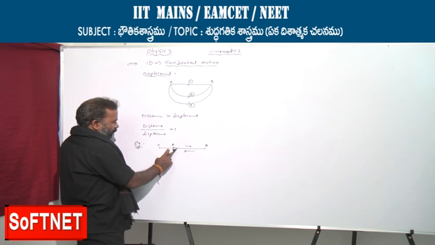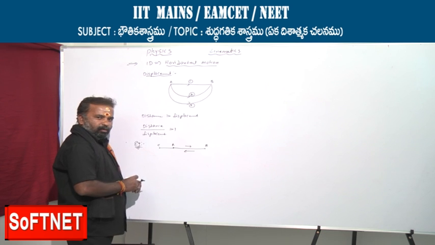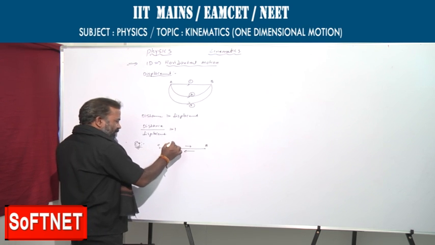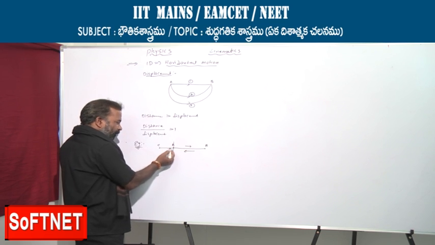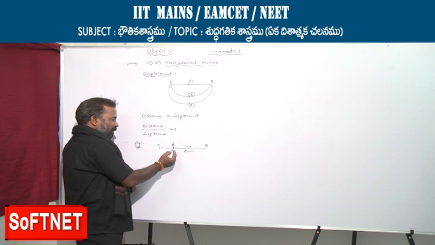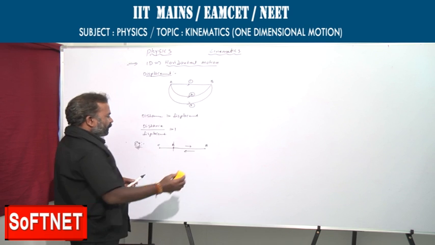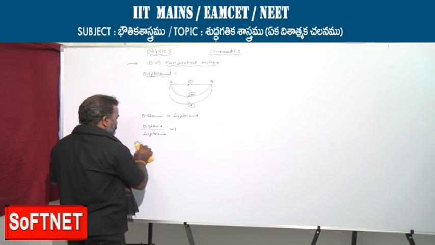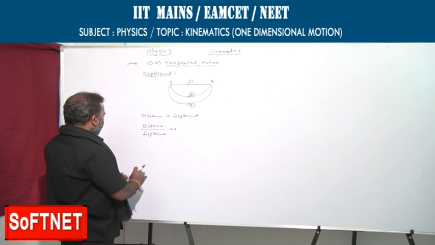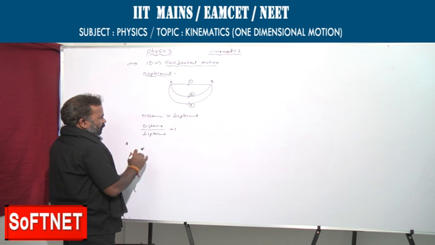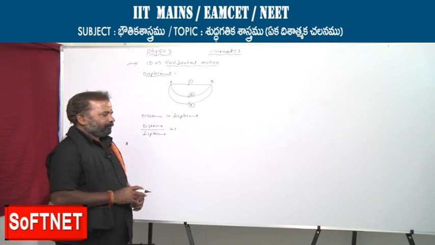But if it goes up to C in the backward direction, AC is negative displacement. That means after moving forward from the initial point, when it comes back past the initial point, then displacement is negative. So displacement can be negative, positive, 0, but the distance is always positive. That is, distance is always greater than 0 for a body in motion.